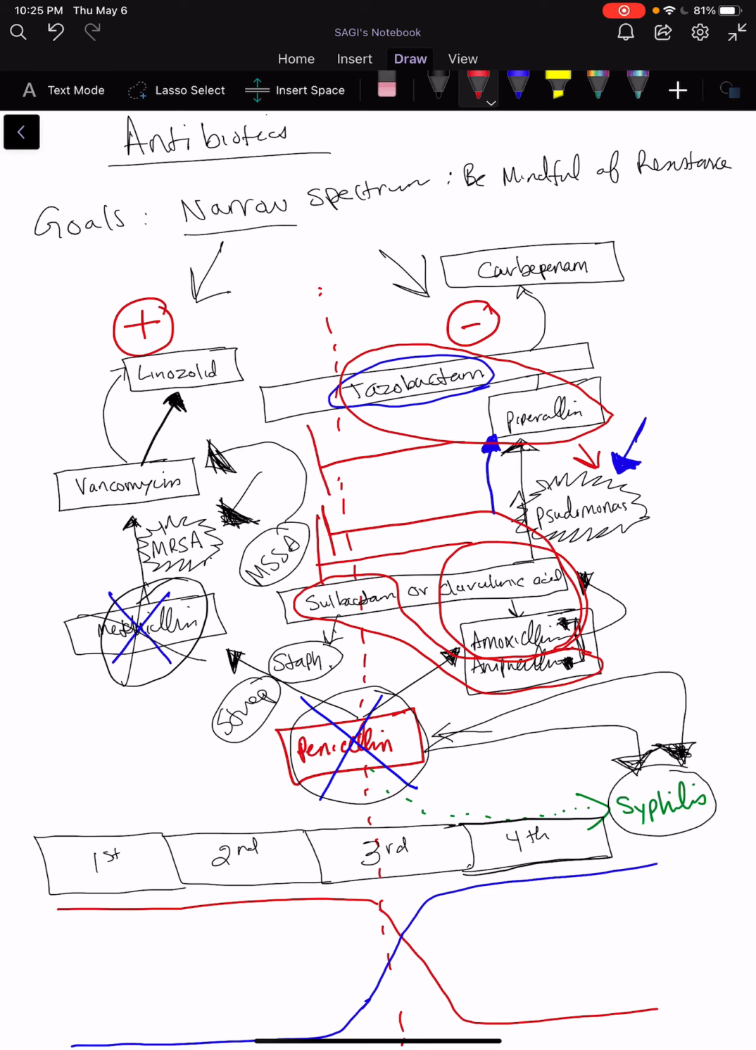So, what I mean by this is if you need to destroy all gram-negative bacteria, you need to get Zosyn, or piperacillin plus tazobactam. If you need to destroy all gram-negative bacteria, but you're not worried about Pseudomonas, then you need Unasyn, or ampicillin sulbactam, or amoxicillin clavulanic acid.